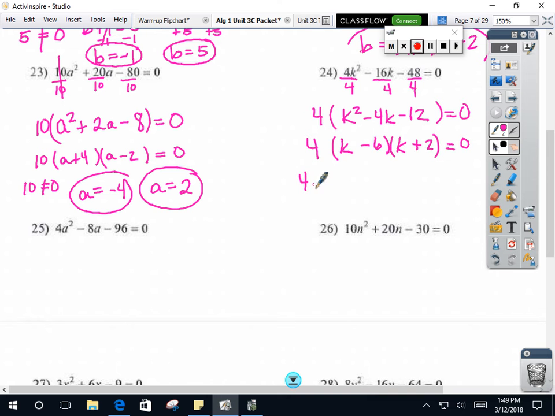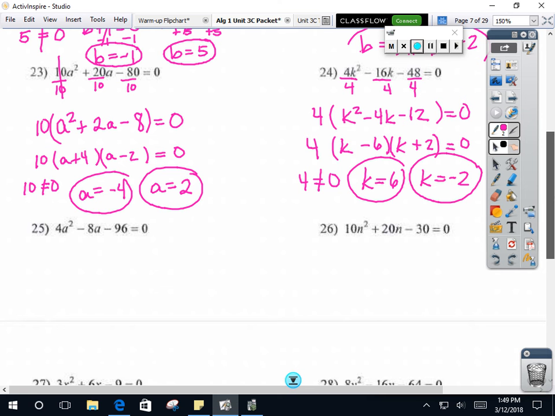And now when you set 4 equal to 0, it doesn't make sense because it's not equal to 0. When you set k minus 6 equal to 0, won't you just end up adding the 6 to get k by itself? And you'll get a positive 6. And when you set k plus 2 equal to 0, what will you do? Right. You'll subtract 2 on both sides, making your second solution a negative 2. Those are the two x-intercepts of the parabola. That's where the parabola will cross through the x-axis. And those are the two numbers that will make this trinomial equal 0.